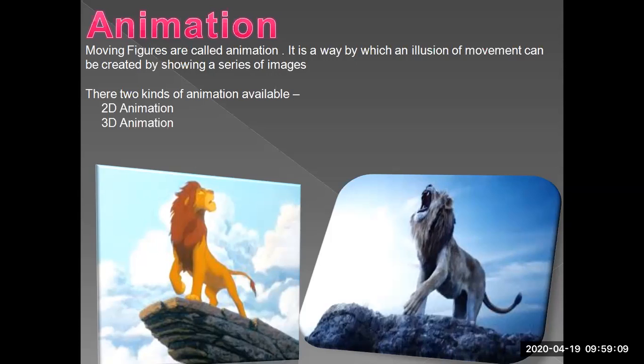Let us see what is 2D and what is 3D. See, these two movie clips have been taken from two movie sequels. One is made in 2D animation, that was made long back, and recently one more we have seen that is made fully in 3D. You must have seen. Guess the name of the movie.